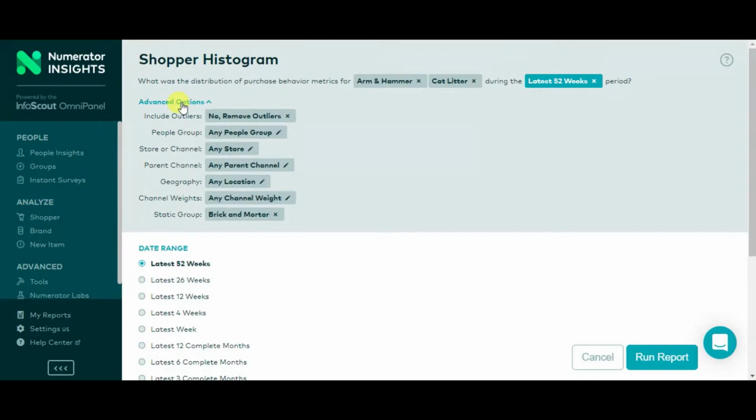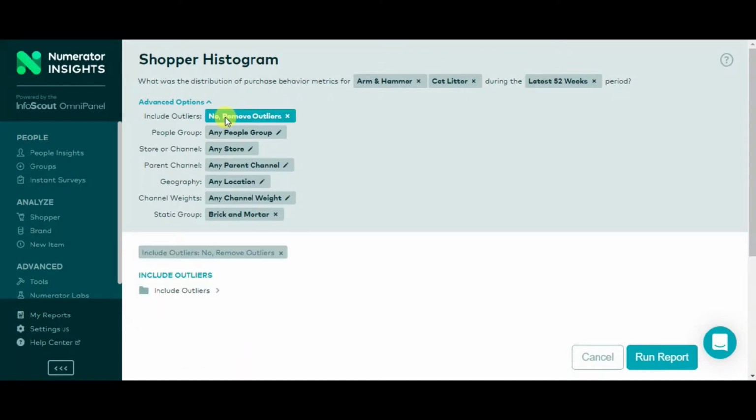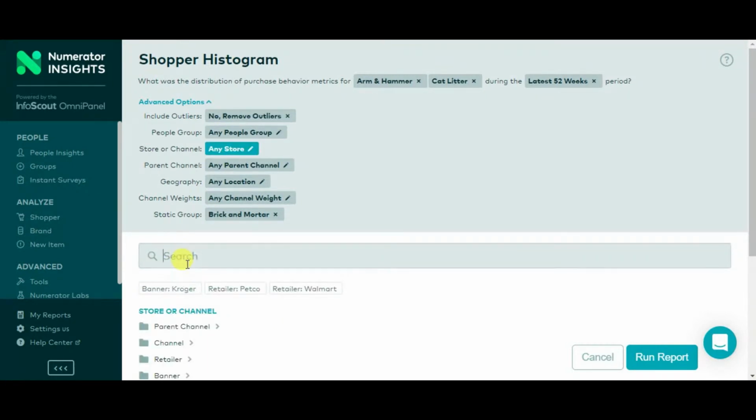In the advanced options, we're not going to change much for the example. We're going to use the default of removing any massive outliers. If you click in here though, you do have the option of leaving them in, but it will let you know that you might see some very large outliers here. We're going to keep the default of removing the outliers. We could put a people group in, but we're not going to today. We are going to put a store in, and we're going to look at Petco. I'm going to select the retailer Petco. Everything else we're going to keep the same, so then we can hit run.